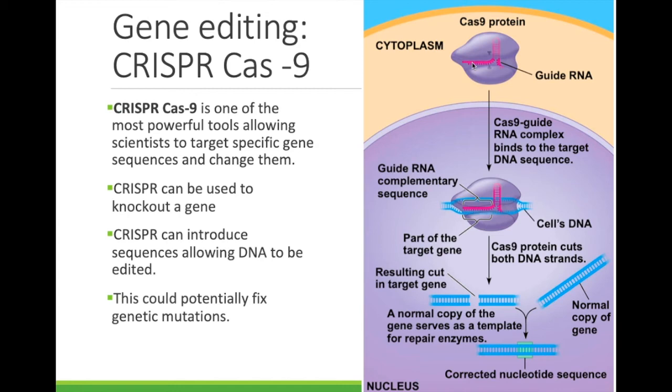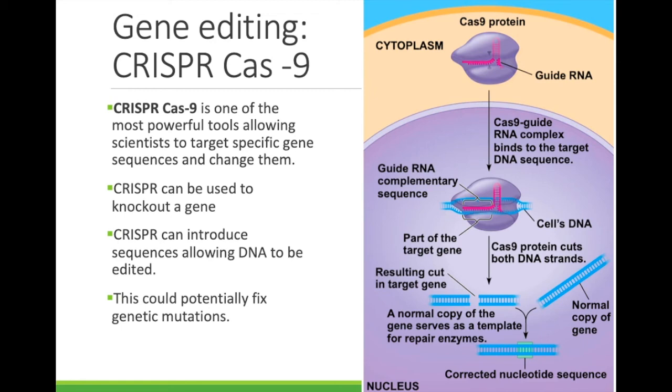So in my picture over here, here's my protein, and then this pink part is the RNA strand. And you can see it pairing with this part of the gene. This is what the DNA researchers want to cut. So this can be used to do what's called a knockout, which can break a gene, or it can be used to fix a gene.